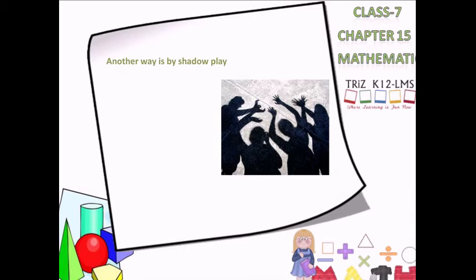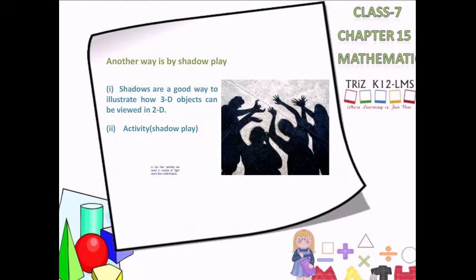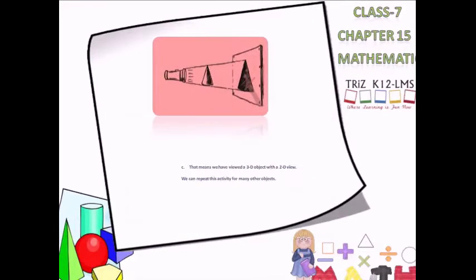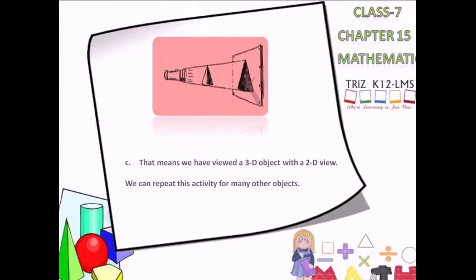Another way is by shadow play. Shadows are a good way to illustrate how 3D objects can be viewed in 2D. Activity: shadow play. For this activity, we need a source of light and a few solid shapes. First, let us keep a cone in front of a torch light. We can see that the shadow which we cast on the screen is of a triangle. That means we have viewed a 3D object with a 2D view. We can repeat this activity for many other objects.